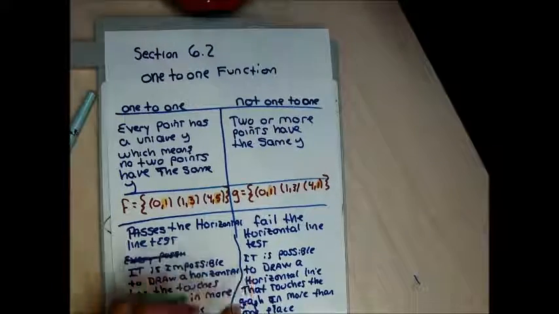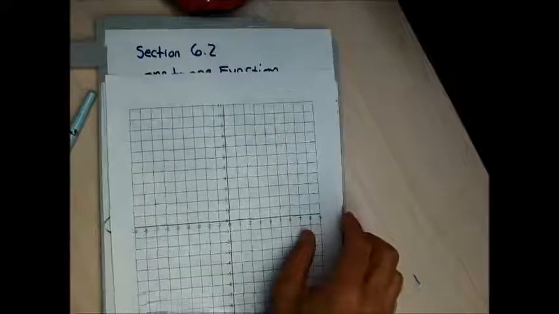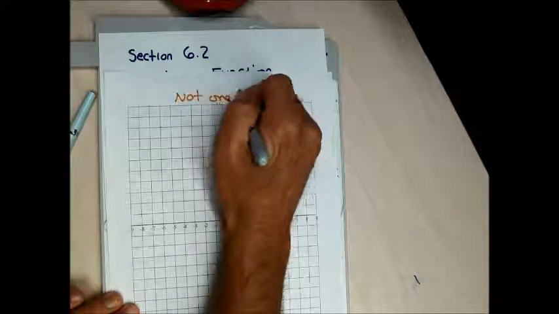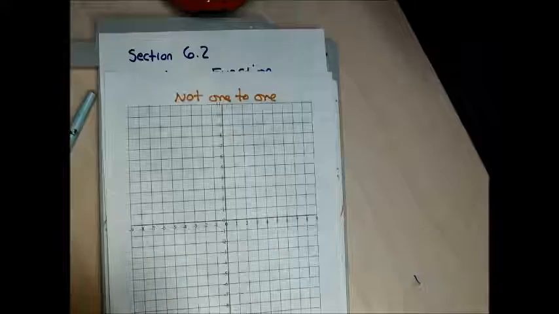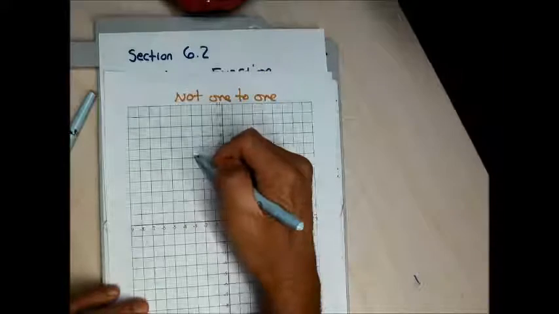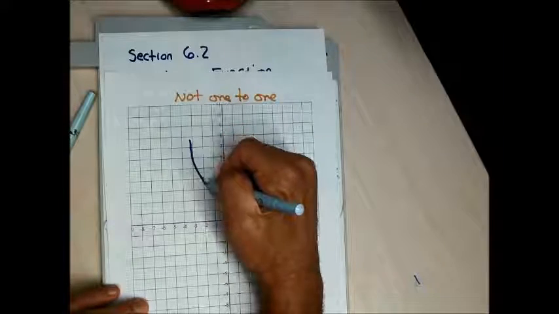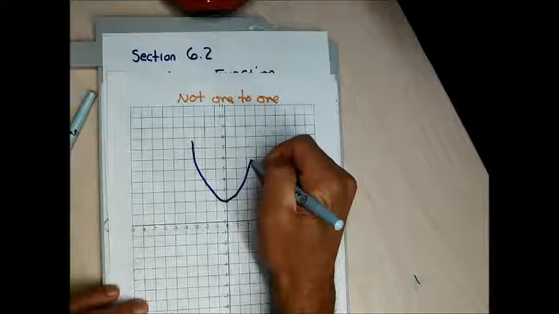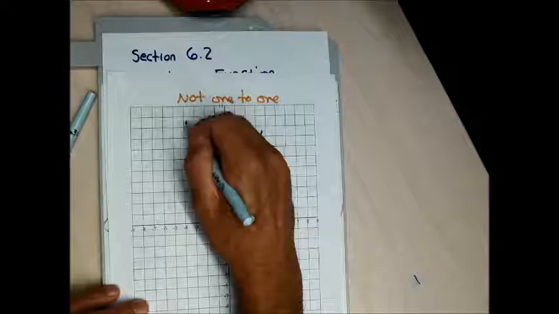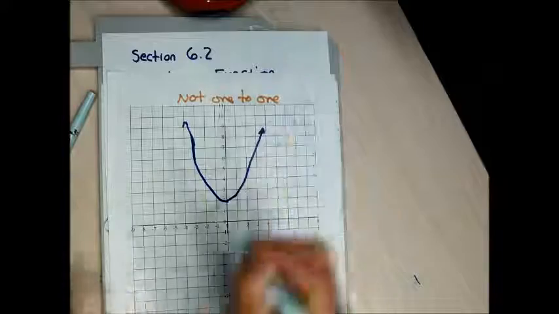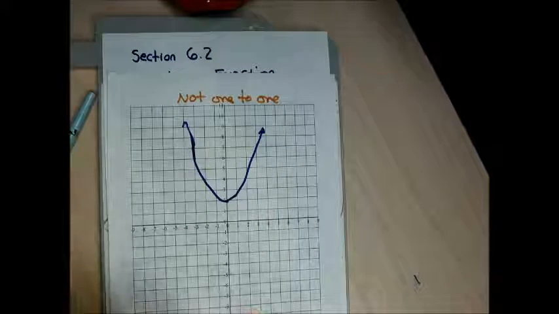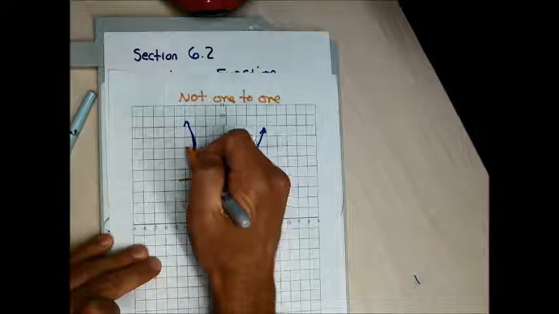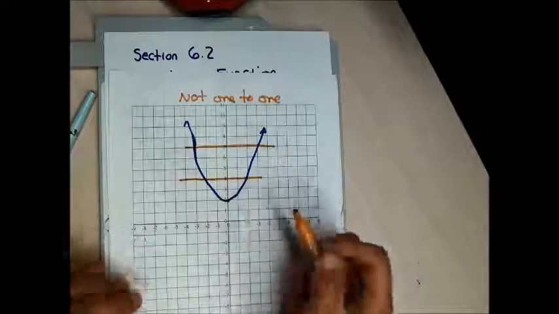The other side of this, failing the horizontal line test, I'll draw an example of a not one-to-one function. I'll just draw a nice parabola. So this is an example of a function that's not one-to-one because it fails the horizontal line test. There's lots of horizontal lines that I can draw that touch the graph in more than one place. So this is immediately not one-to-one.